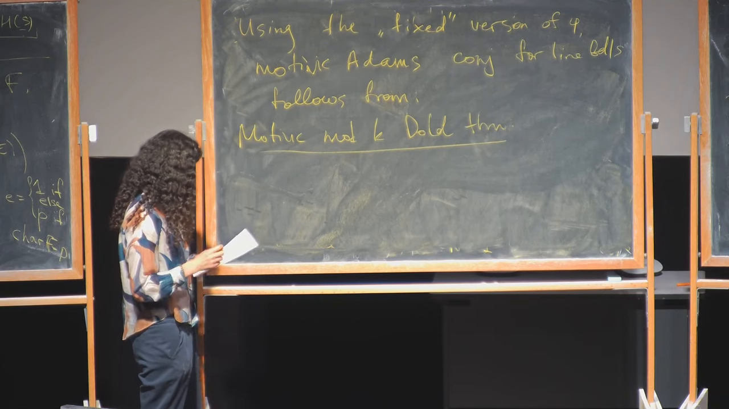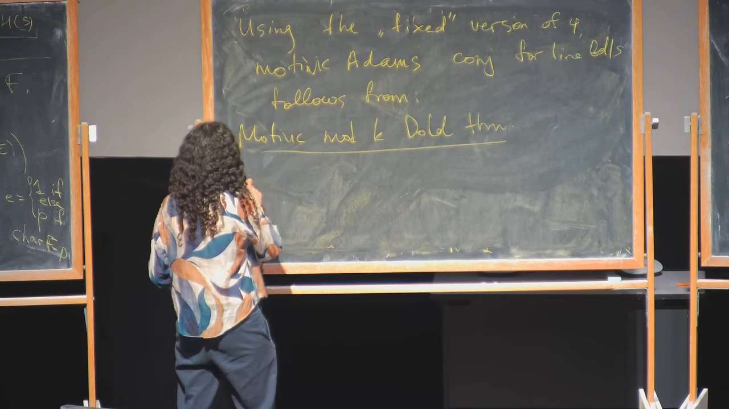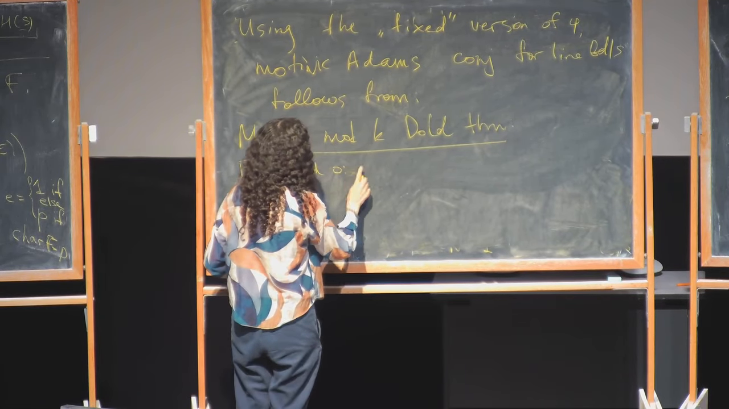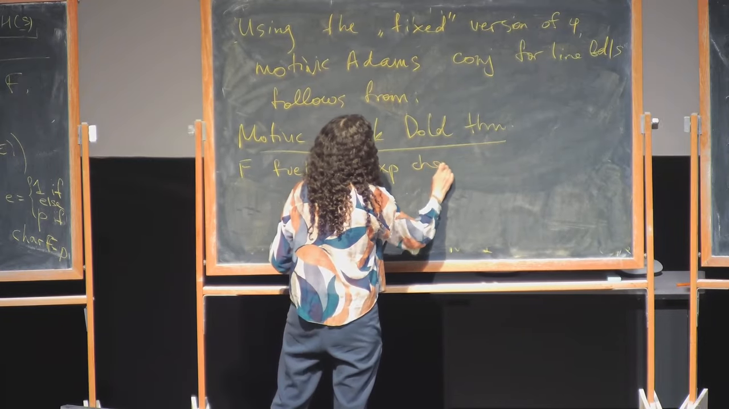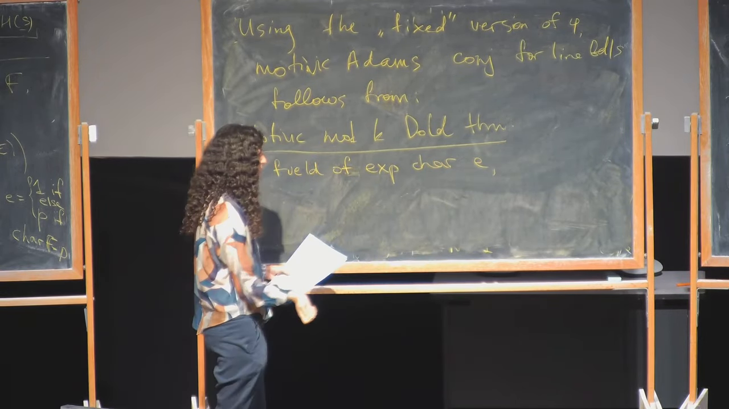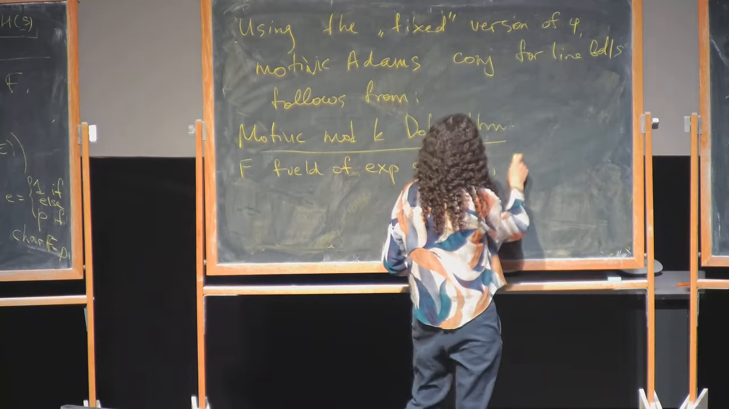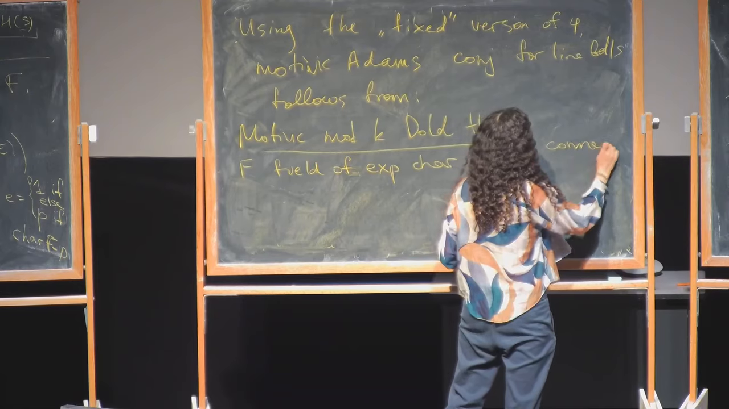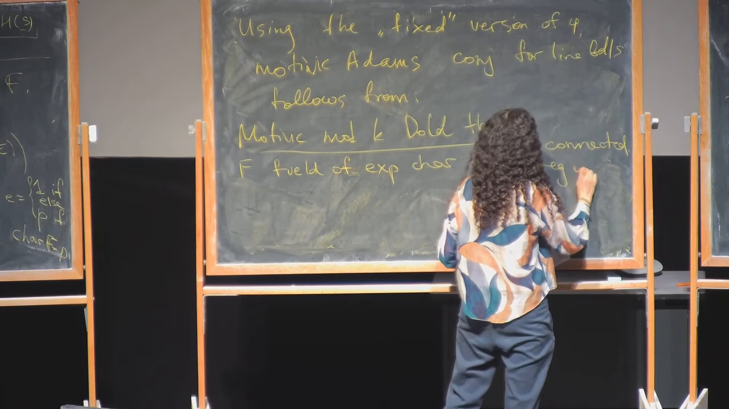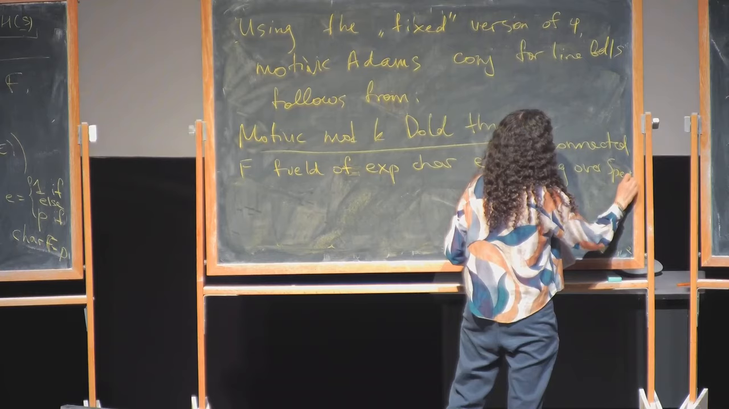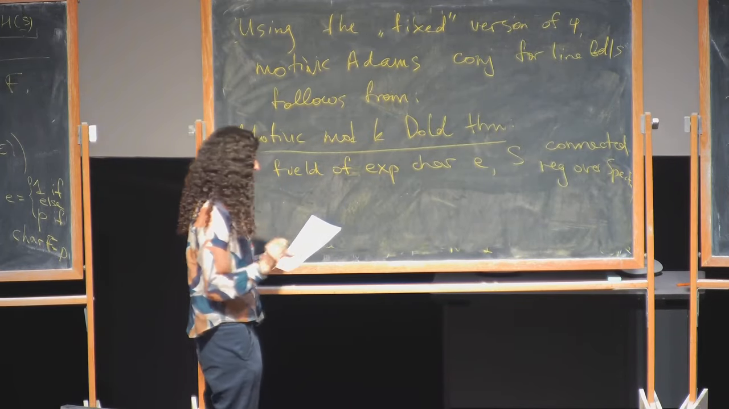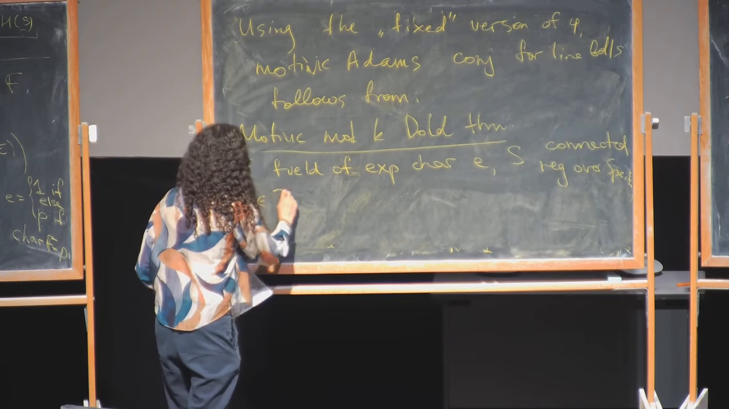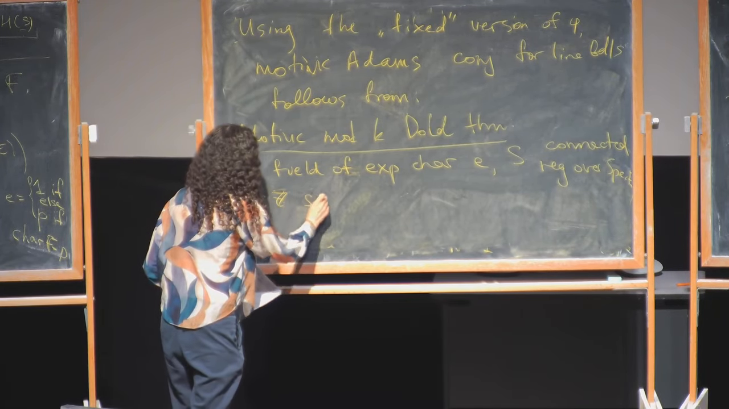So let's say we have the same assumptions. Let's say F is a field of exponential characteristic E, so the exponential characteristic is 1 or p when it's characteristic p. And S is, again, the base scheme connected regular over our field. And so now here we assume that k is some number such that k and e are coprime.